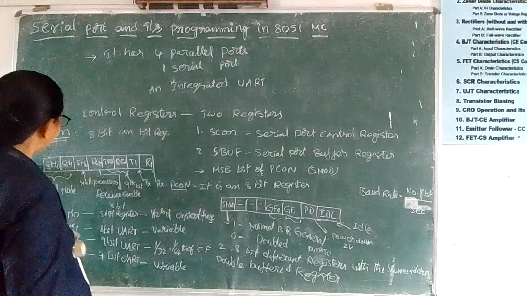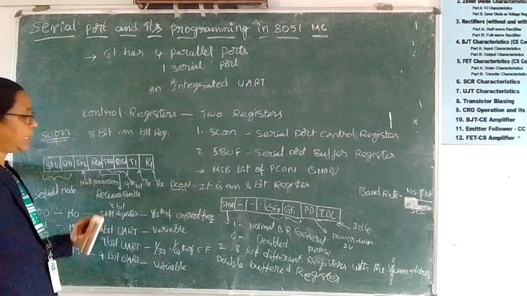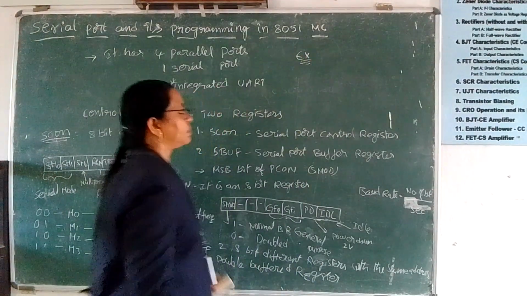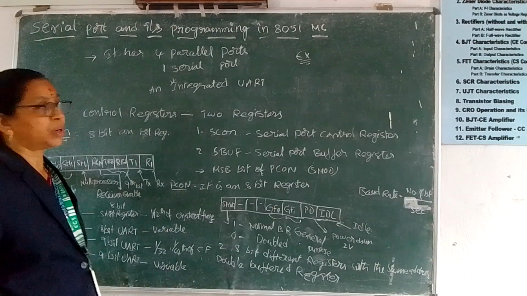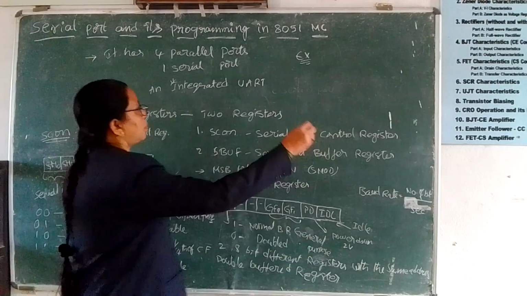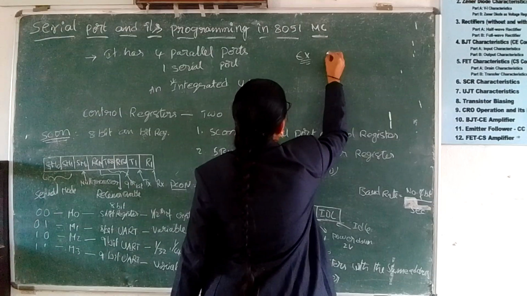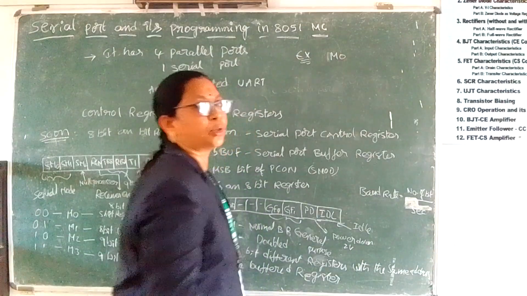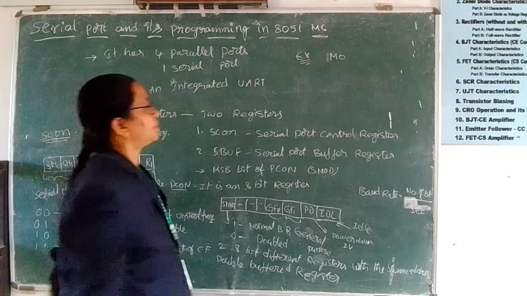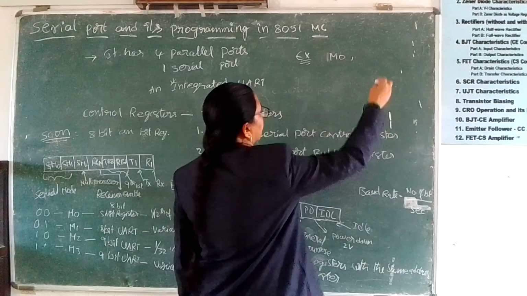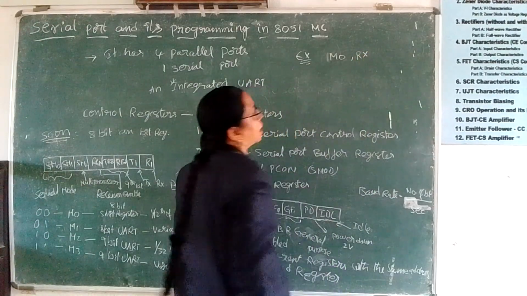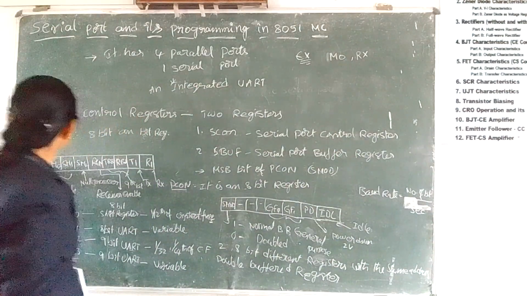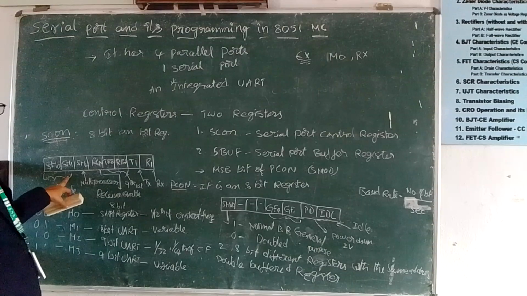Now let us discuss one example of how to program the SCON register for the required baud rate. Suppose we need to operate the serial port in mode 0, and I want to receive the data in mode 0. So in mode 0, we have to program the SCON.